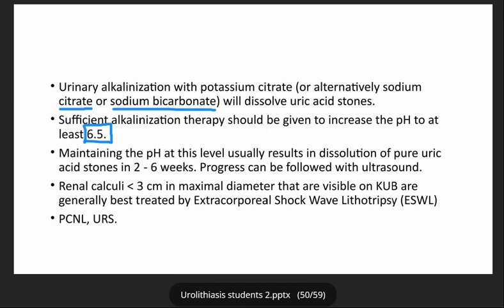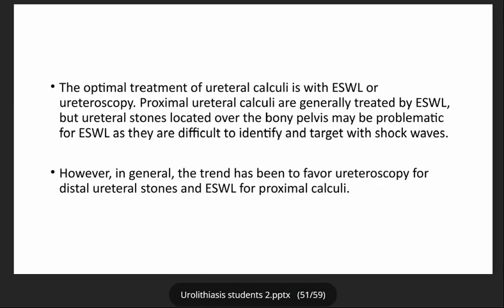Usually we do shock wave for the stones that are less than 3 centimeters. If the stone is more than 3 centimeters, then you can do PCNL or ureteroscopy. And mostly proximal stone, like in the kidney or in the upper ureter, it's treated by shock wave. And stone that is in the distal ureter, usually we treat them with ureteroscopy.